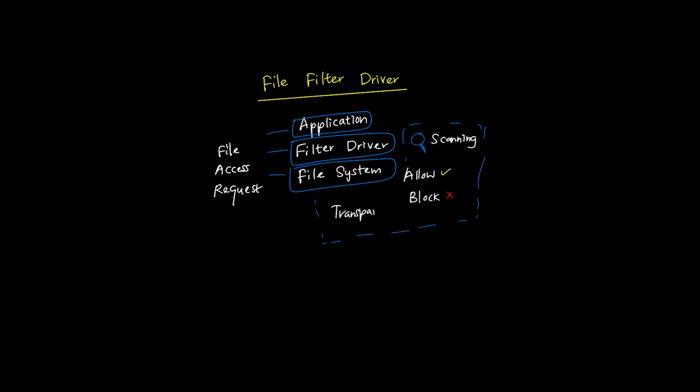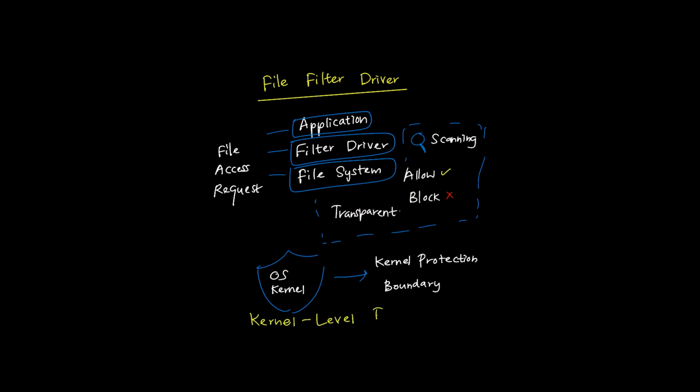This happens transparently. Applications don't even know they're being protected. Because it's in the kernel, it's impossible for malware to bypass. Every file access, whether from system processes or user applications, must pass through this checkpoint.